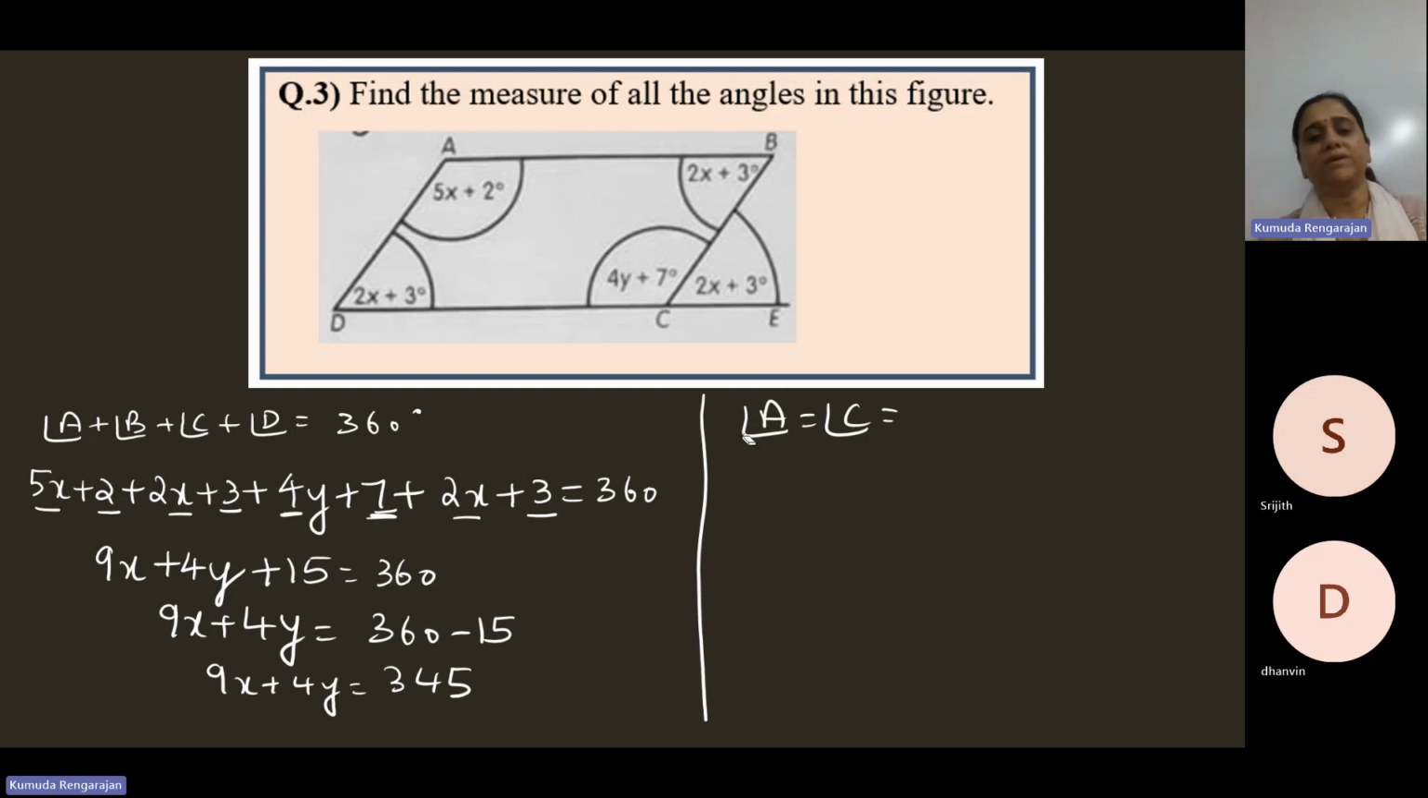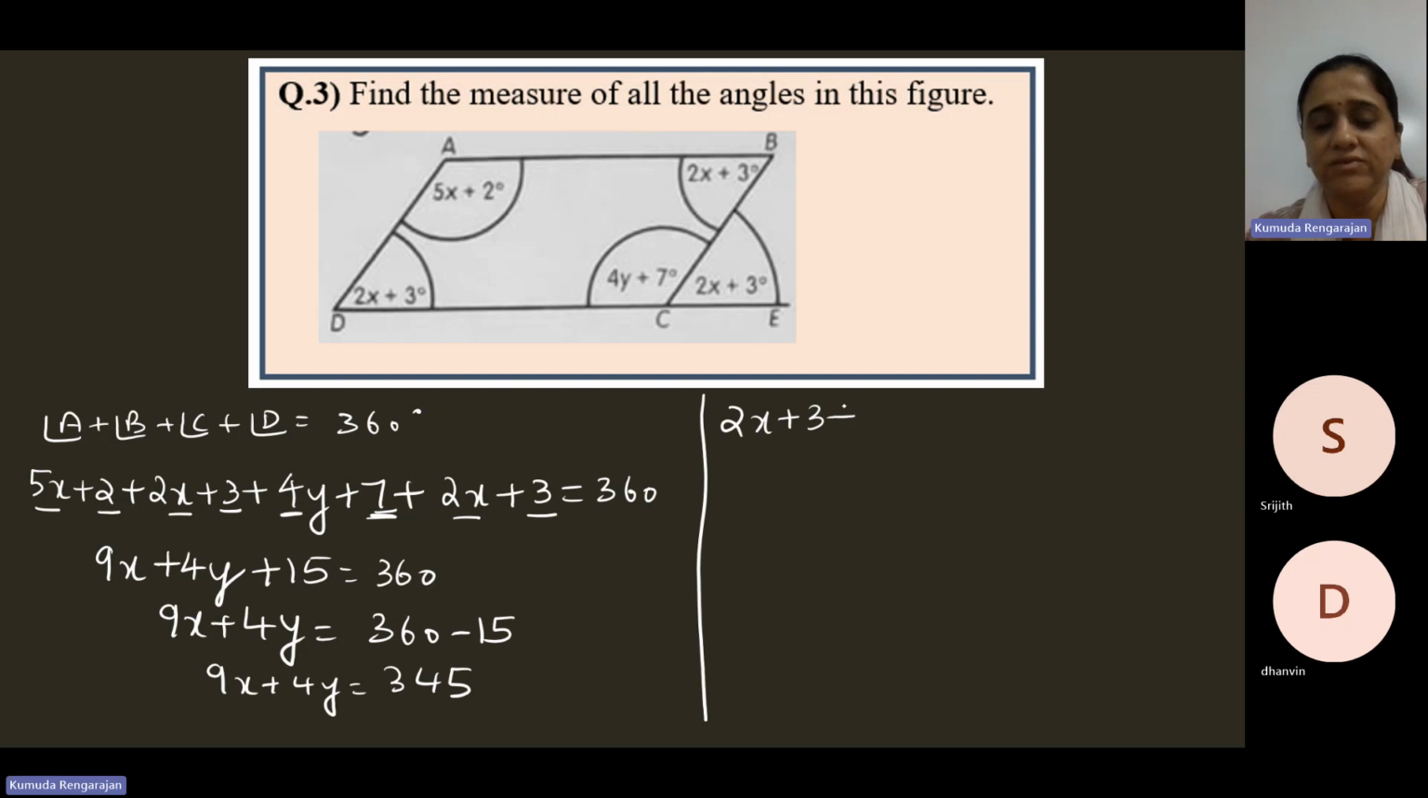But can I use that property, angle A is equal to angle C? Do I know if this is a special quadrilateral? No, ma'am. It looks like a parallelogram, but we cannot assume it's a parallelogram, right? Yes, ma'am. We can see that angle B is equal to D, but A is equal to C we cannot take because we are not given it's a parallelogram.